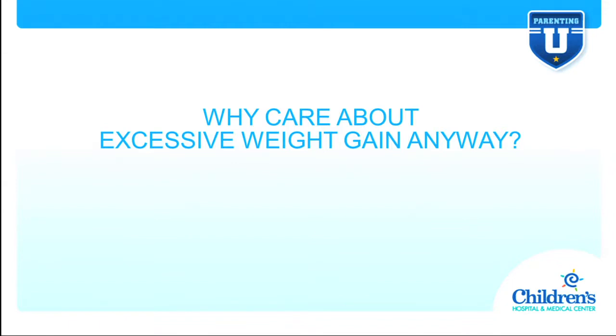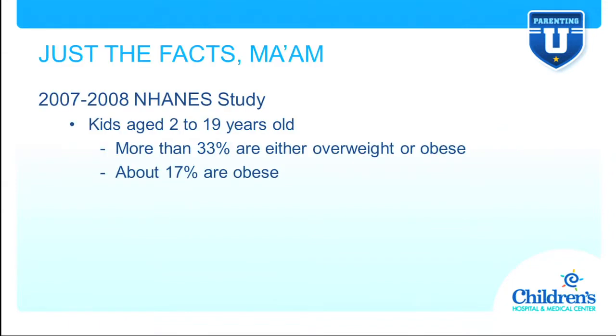So how come we care about excessive weight? There's a study that was done a few years ago, and it talks about kids in the age 2 to 19-year-old range. A third of them are either overweight or obese, and 17% of those kids are in the obese category. That's a lot of kids.